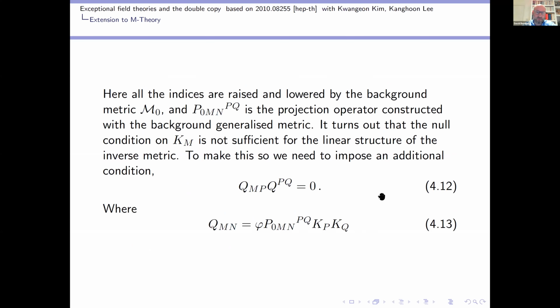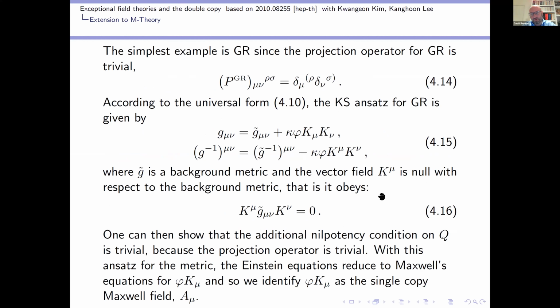Okay. When we do that, we can just go through a whole host of theories and change the projector and see what this ansatz is. So the first case to check is what everyone's known about since the 1960s, that if the projector is trivial, it's just the identity matrix, then this reduces to the Kerr-Schild ansatz for GR. And then this is just an ordinary null thing.